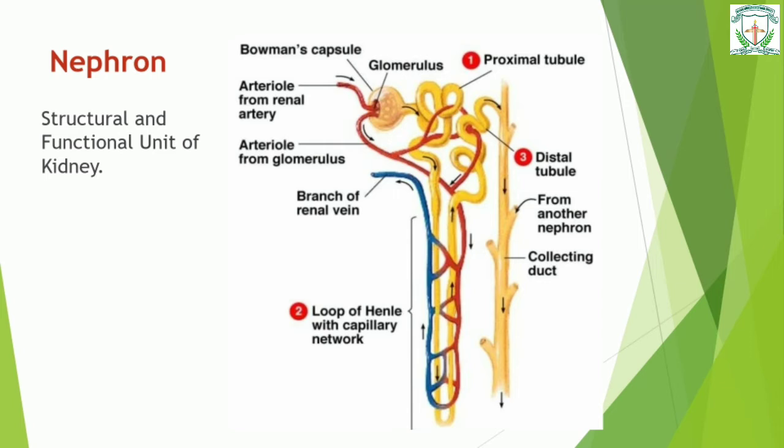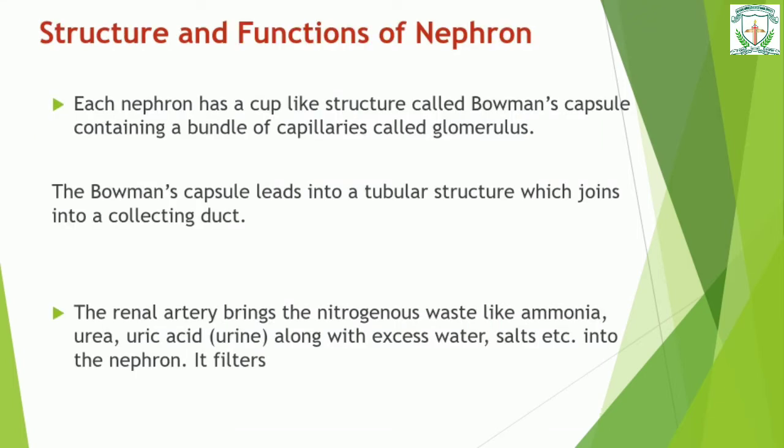What is a nephron? A nephron is the structural and functional unit of the kidney. Now let us see the function of the nephron. Each nephron has a cup-like structure called the Bowman's capsule containing a bundle of capillaries called the glomerulus. The Bowman's capsule leads into a tubular structure which joins into a collecting duct.